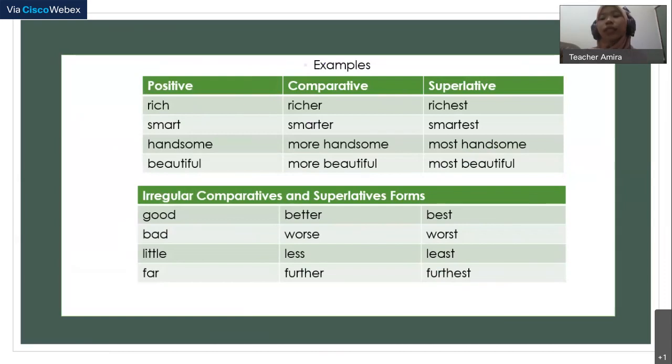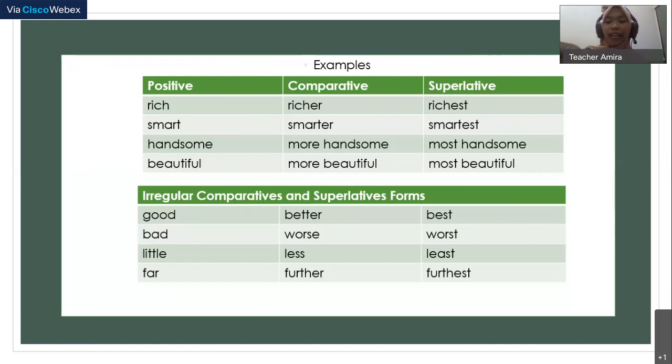Another example is the antonym of the word good. The first one would be bad. Bad is the word, and the comparative form of bad is worse with E. Remember, E for comparative, so you don't confuse the word worse with E and the word worst with T. The superlative form of bad is worst with T. All right, so E comparative, T superlative.